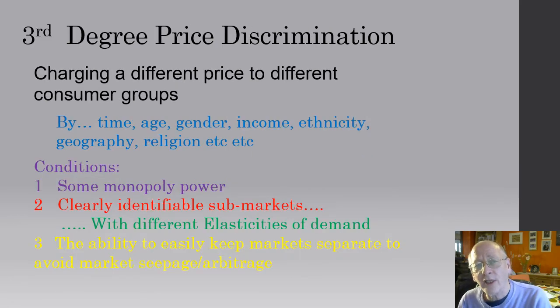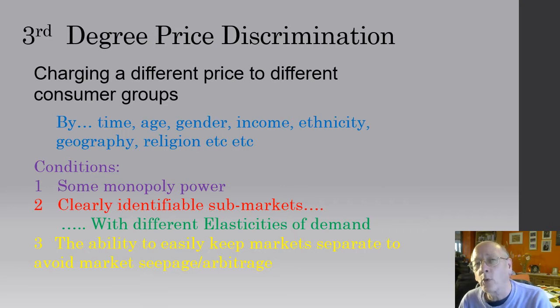Third degree price discrimination is the one that we look at most of all for the spec, and that is charging a different price to different consumer groups for the same product. And there are loads of ways of doing it. You could discriminate by time.